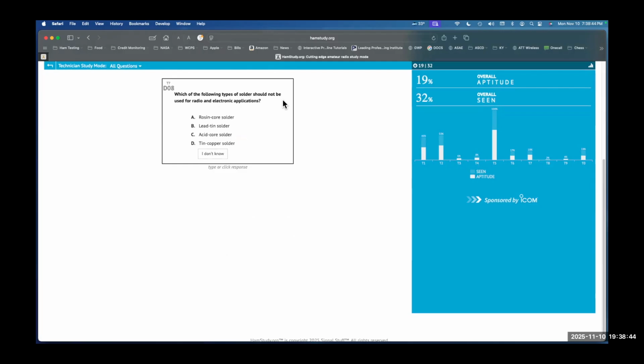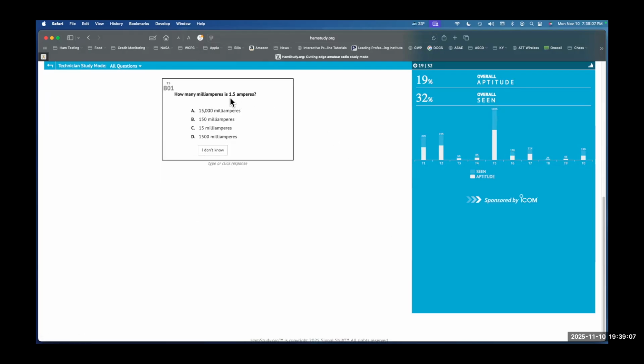Which of the following types of solder should not be used for radio or electronic applications? C. I'm not going to read them because my voice is going, but the answer is C, acid core. And if you remember, that's because acid can eat up electronic components, so you don't want to use that.